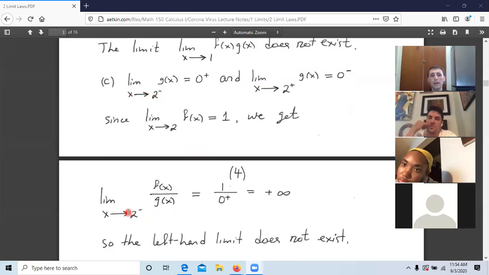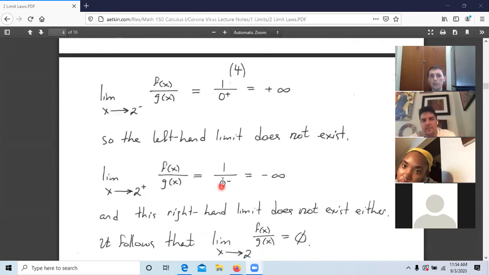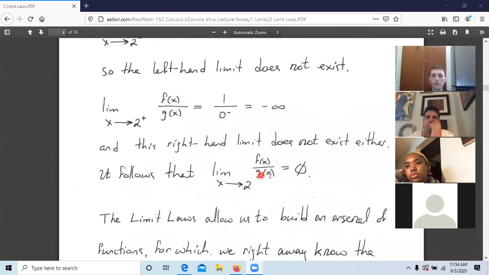So what we have: from the left, we have 1 over 0 plus, that's plus infinity. And from the right, we have 1 over 0 minus, and that's minus infinity. And again, I say minus infinity out of convenience. What I really mean is that we are falling without bound. And in the previous case with plus infinity, we are rising without bound. And of course, the limit does not exist.